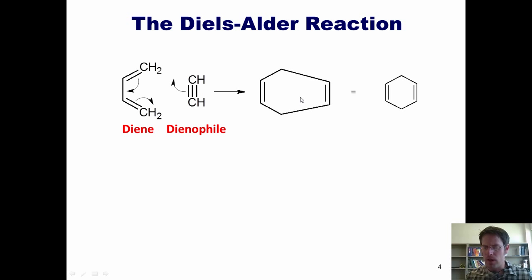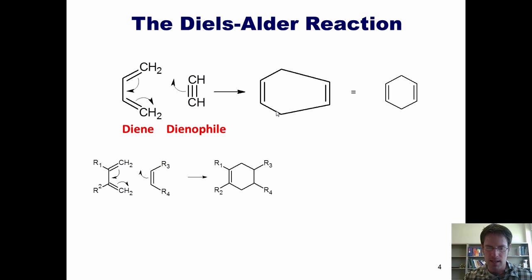Now similarly, we aren't limited to using unsubstituted dienes or dienophiles. Hence, we can begin with a diene and a dienophile that have a variety of different substituents, represented generically here as R1, R2, R3, and R4, to give multi-substituted cyclohexene or cyclohexadiene products.